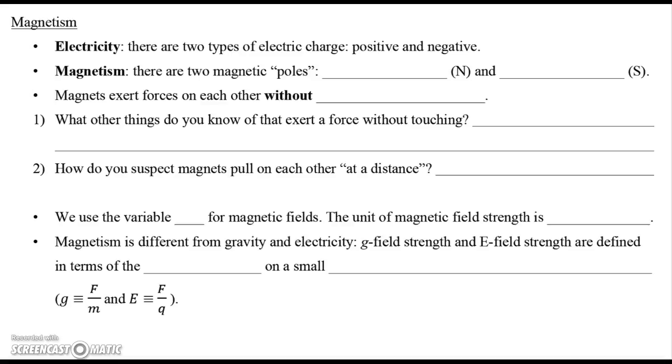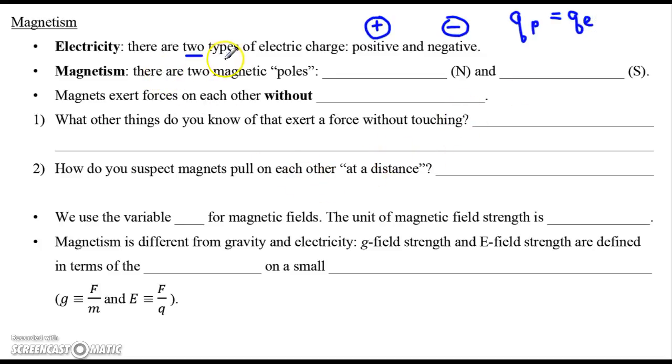Welcome to this video. We're going to learn about magnetism. We'll start by comparing it to electricity. And what do we know about electricity? Well, there are two different types of charge: positive charges and negative charges. What carries positive charge? Protons. What carries negative charge? Electrons. The proton has the same charge as an electron. It's just that one is positive, one is negatively charged.